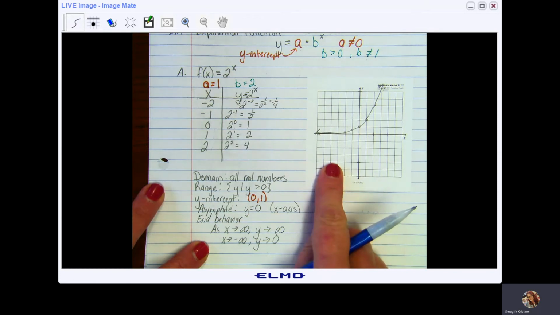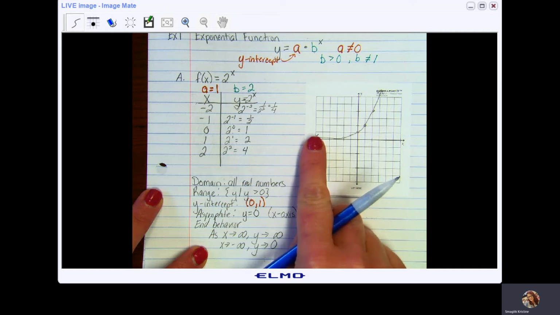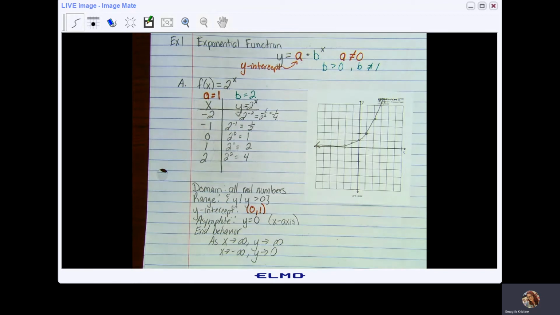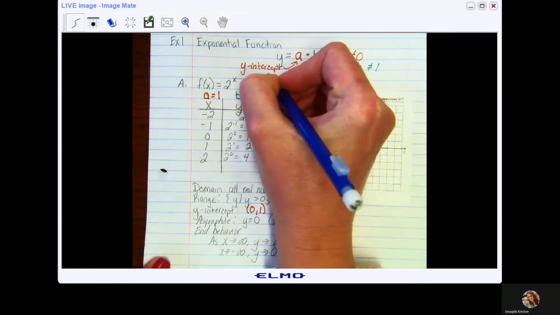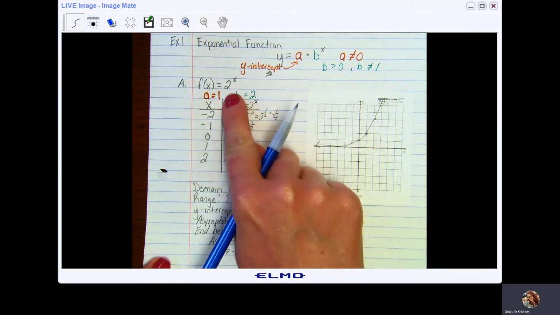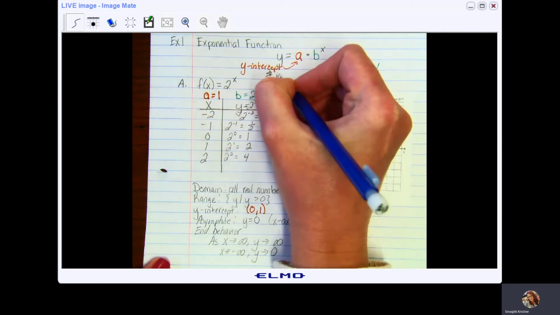Now, recall too, if you read a graph left to right, it's either going to be increasing or decreasing, or sometimes constant. Here, my graph is increasing. So it's good to note that if your B value is greater than 1, this is going to be increasing.